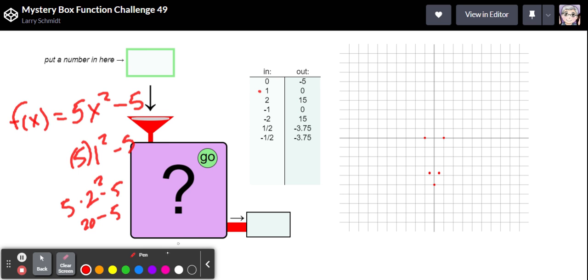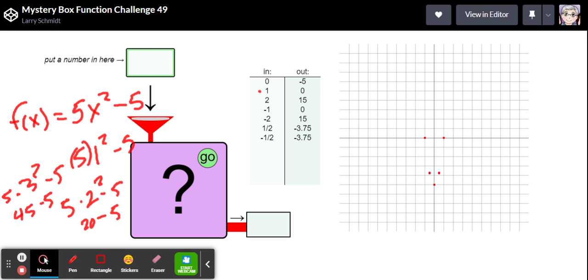Yeah, that's working. Maybe we can predict one more point. What would happen if I put in, let's say, a 3? So 3 squared times 5 minus 5. 3 squared would be 9. 9 times 5 is 45. So this should be 40 if I put in a 3. Let's try that out. So put in a 3, thinking we'll get a 40, and there's a 40.